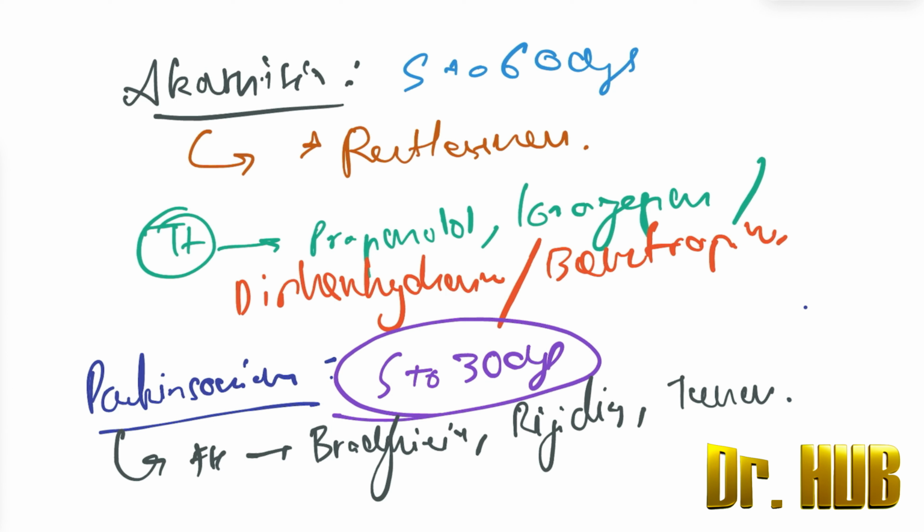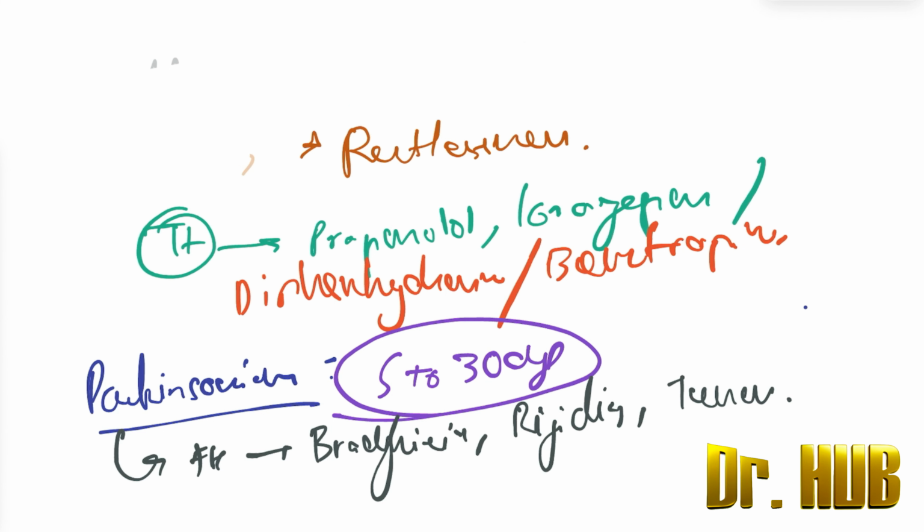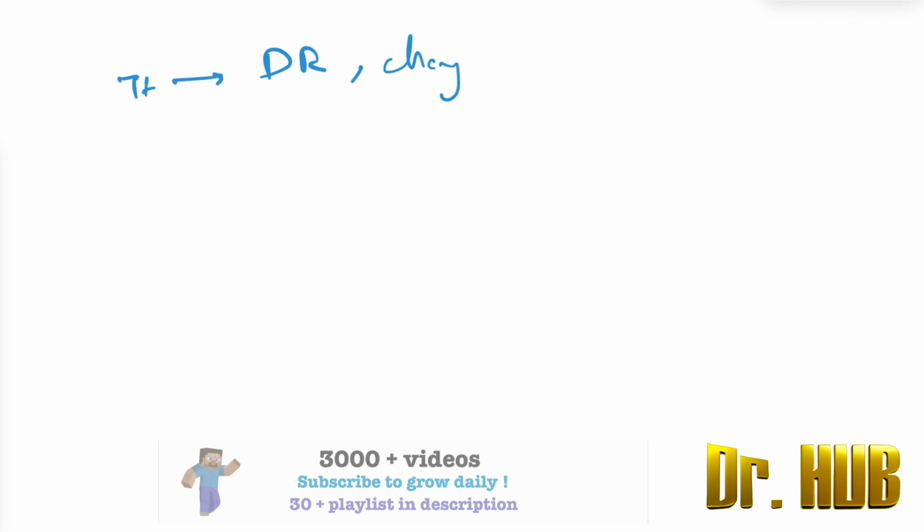So how do you treat this Parkinsonism? The treatment is by dose reduction, and you can also change the medication, and there can also be anti-Parkinson agents.